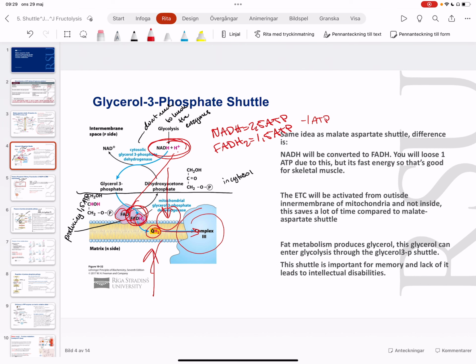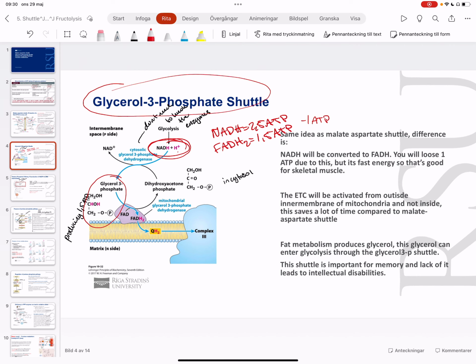Oh yeah, another thing I wanted to say is, here we have also glycerol. So after fatty acids break down, we will get a glycerol, and glycerol can actually enter glycolysis through the glycerol 3-phosphate shuttle. Yes, and this shuttle, the glycerol 3-phosphate shuttle, is really important for memory, and lack of it leads to intellectual disabilities.